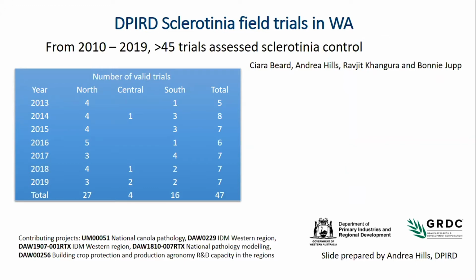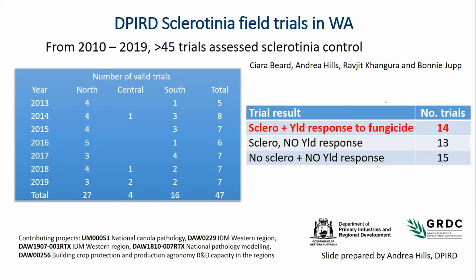The next slide shows the DPIRD Sclerotinia field trials in WA have shown some interesting results. We've been doing work in DPIRD since 2010 on Sclerotinia and canola, and you can see that we've done a large amount of trials. Andrea Hills has prepared this slide from the projects that we have done this work in, that you can see down the bottom of the screen. This work's been done by myself, Andrea, Ravjit, and Bonnie.